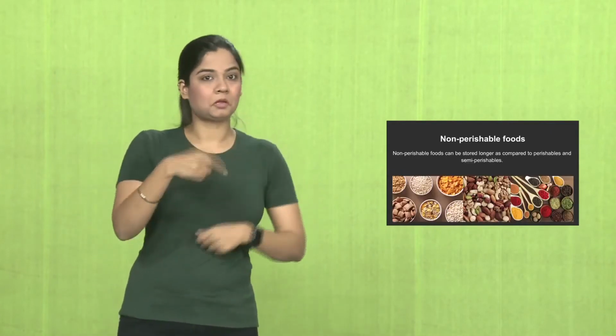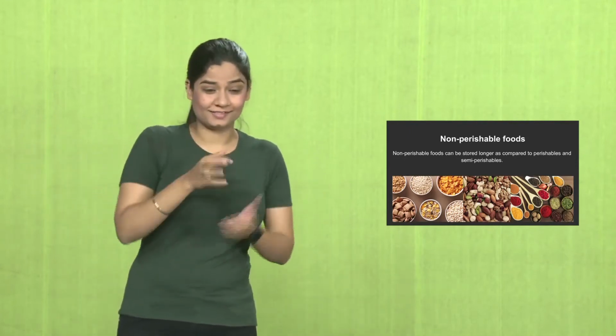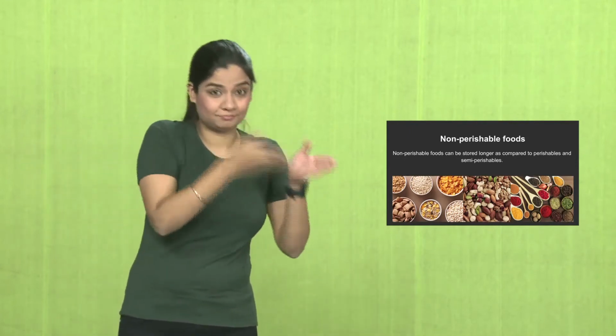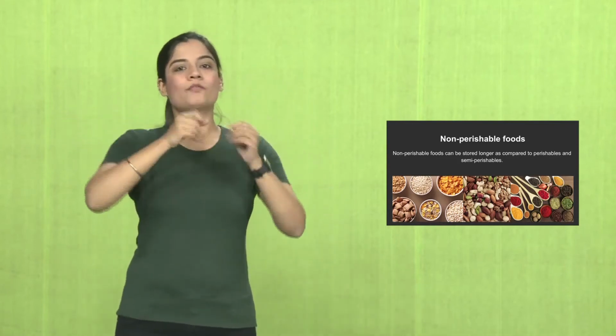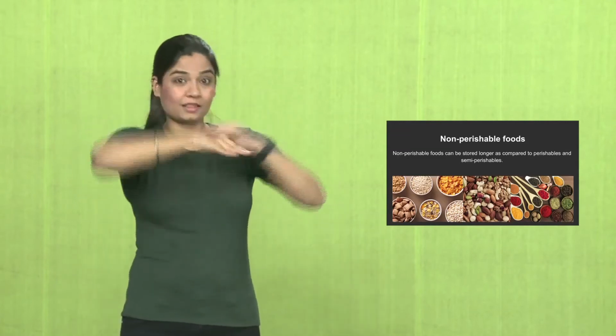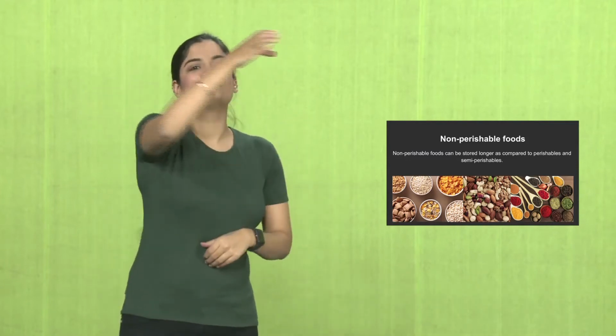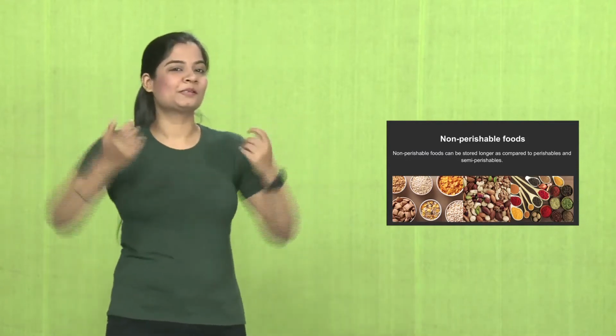The third category is non-perishable food that can be stored for a longer period of time compared to perishables and semi-perishables, like cereals, pulses, dry fruits, spices, oils, etc. These don't go bad that quickly. These have to be kept in airtight containers and not in the packets in order to protect them from rodents and insects. The containers have to be dry. Then it can stay for longer.